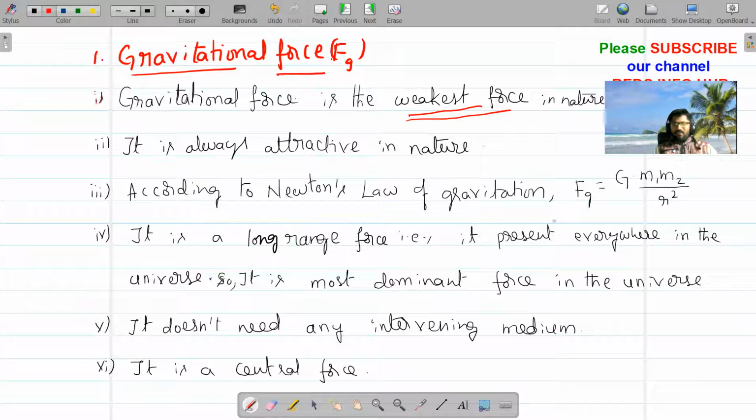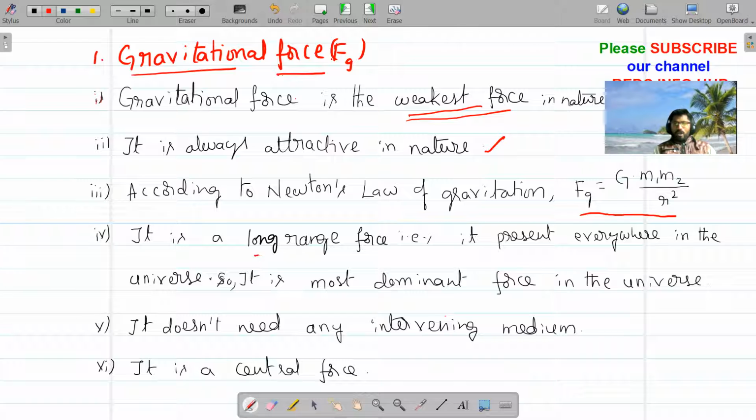According to Newton, the gravitational force between any two objects having masses m1 and m2 and separated by distance r is given by Fg, so F suffix g, equal to G into m1 m2 by r square. It is directly proportional to the product of masses and inversely proportional to the square of the distance between them. So we also call this force an inverse square force, or this force obeys the inverse square law. And this gravitational force is always attractive in nature, got it?